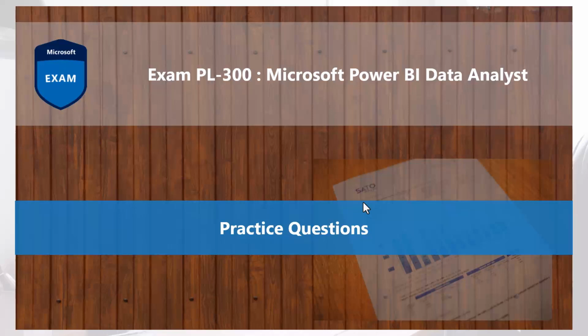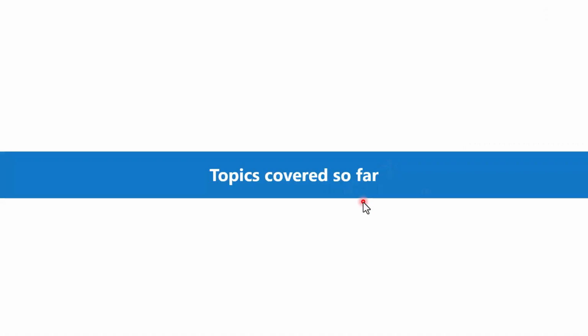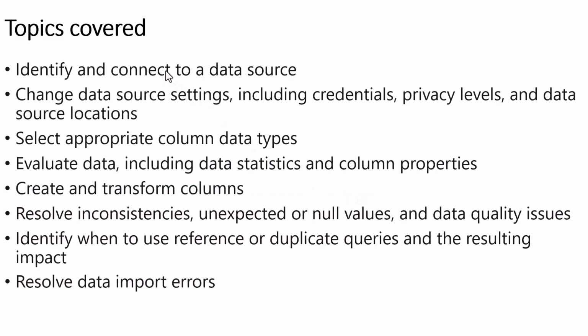Welcome back to the PL-300 exam preparation series where we are now going to look at the practice questions. So far, these are the topics that have been covered before this particular video. The topics that have been covered include identify and connect to a data source, change data source settings including credentials, privacy levels and data source locations, select appropriate column data types, evaluate data including data statistics and column properties, create and transform columns, resolve inconsistencies, unexpected or null values, and data quality issues, identify when to use reference or duplicate queries and the resulting impact, and lastly, resolve data import errors.